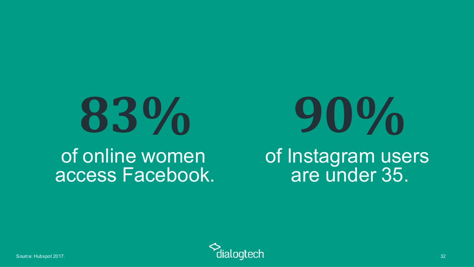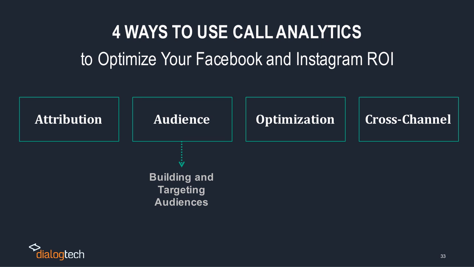With Facebook and Instagram, 82% of online women access Facebook, so it's predominantly female, and it's actually the best place to reach millennials and Gen X, surprisingly enough. On the flip side, 90% of Instagram users are under the age of 35. They're also predominantly female, with 38% of online women accessing the site and 26% of online men. So there's a lot of value to be found in understanding who your audience is, and that's what we're going to get into next. We're going to talk about building and targeting audiences.